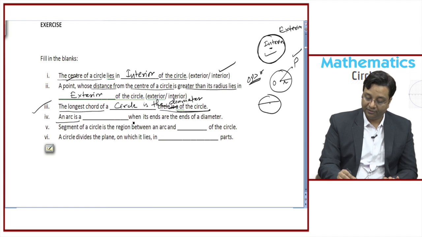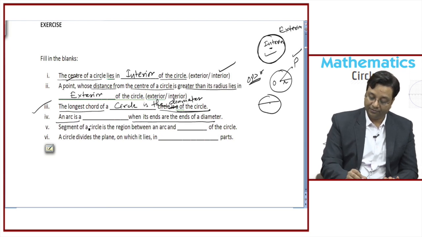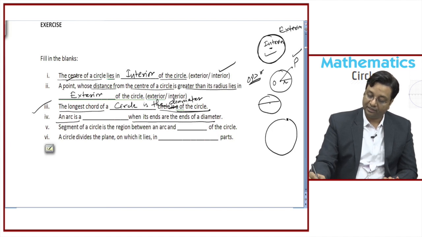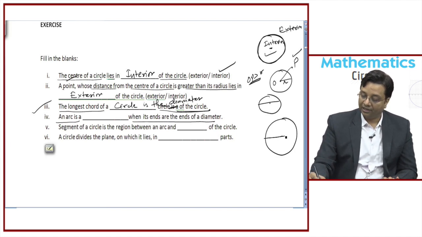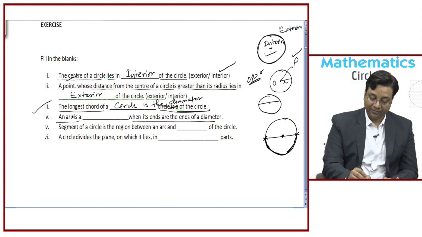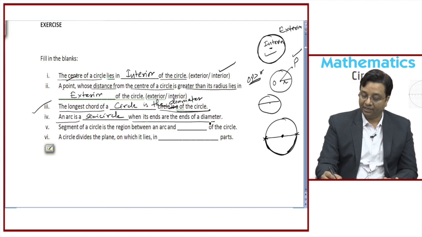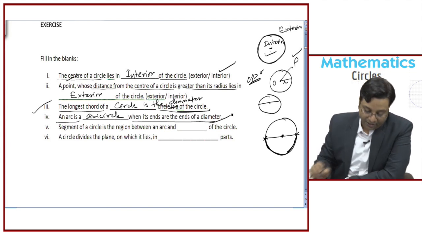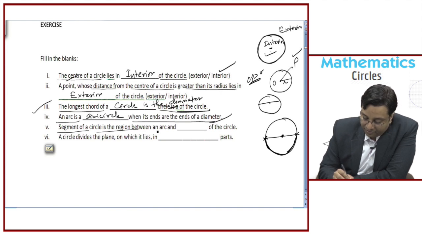An arc is a semicircle when its ends are the ends of a diameter. Let us consider an arc whose ends are the ends of a diameter. So let us consider this end and this end here, and this is the arc that the question is talking about. So what is this arc? This is obviously a semicircle. An arc is a semicircle when its ends are the ends of a diameter. Okay. Segment of a circle is the region between an arc and, what is the segment?